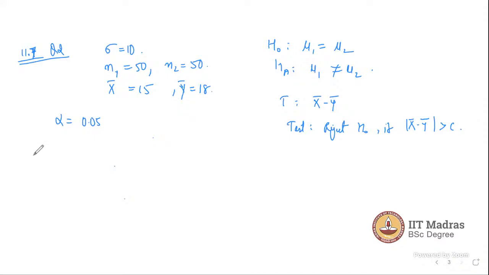So x bar minus y bar follows a normal distribution with mean 0 and variance sigma 1 square upon n1 plus sigma 2 square upon n2. So it is 100 upon 50 plus 100 upon 50.